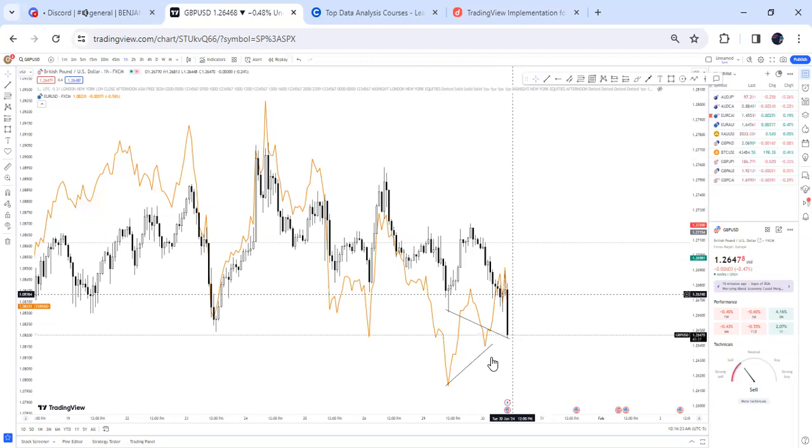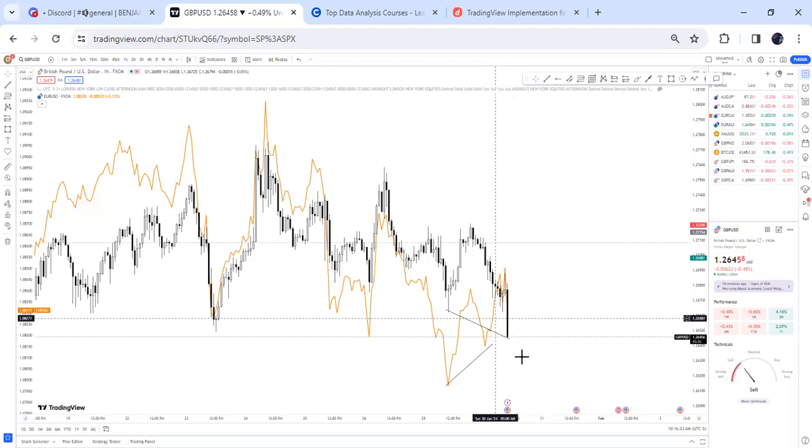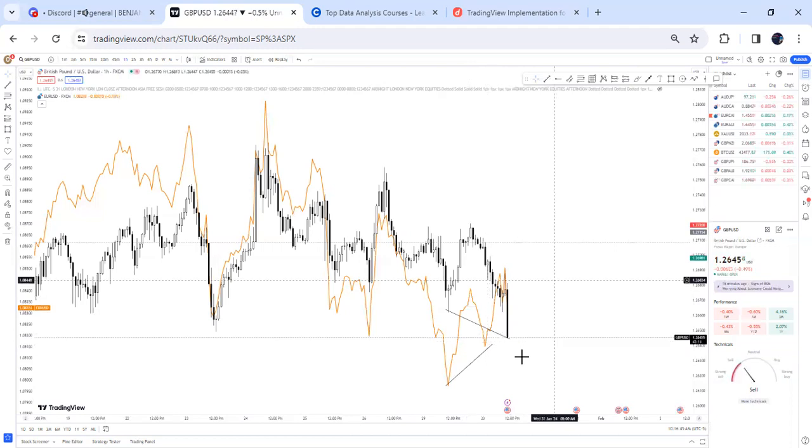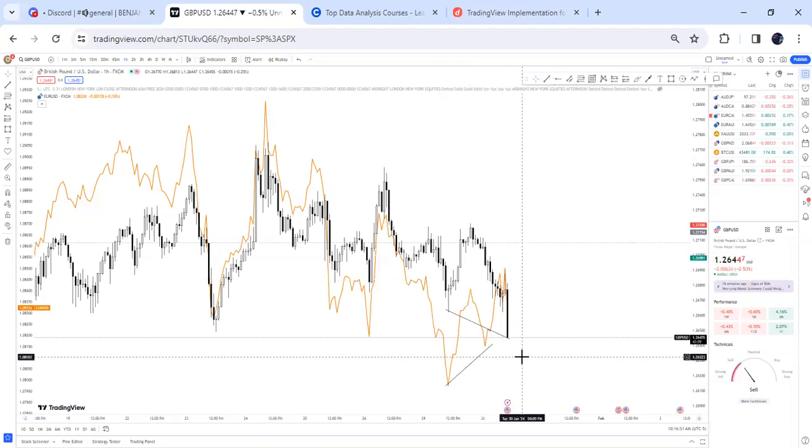So GU is the weaker pair. We'll see more sales on GU than EU. It doesn't mean that EU would not sell, right? EU would still most likely sell, all right, to align with the GBP USD, but it's just going to take a while. But for a short period of time, we might see EU buy for a little time before it continues to sell, all right, and GU will just continue to sell.